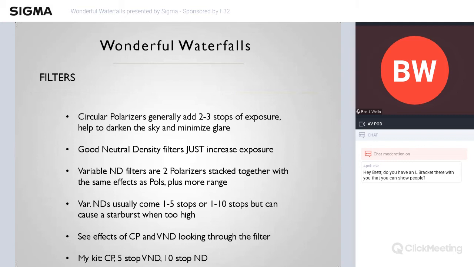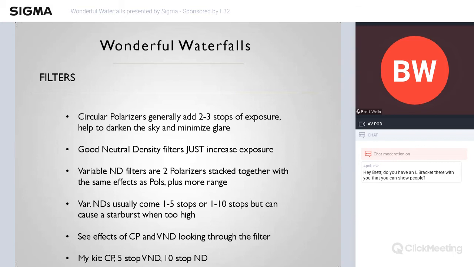Or if I want to do something really long, like a 4-minute exposure or something longer than that, I can combine the 10-stop ND and the 5-stop variable ND together, and I have 15 stops of exposure change between my regular exposure without filters and both of them.